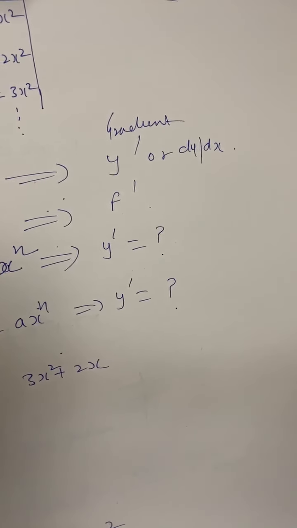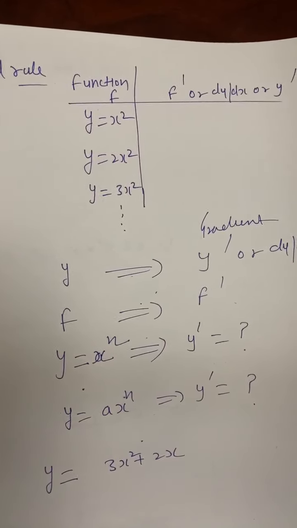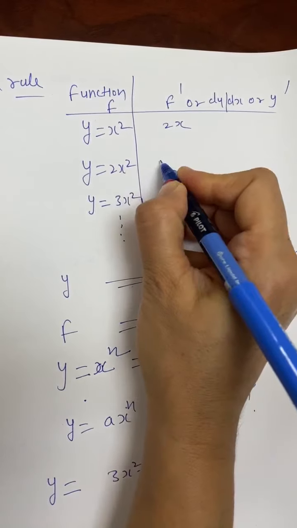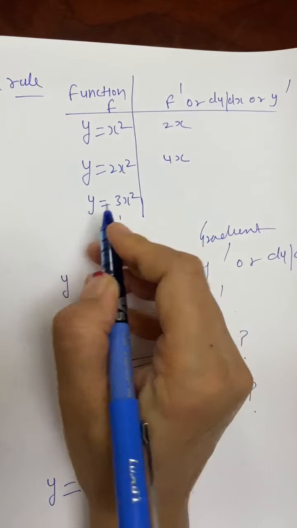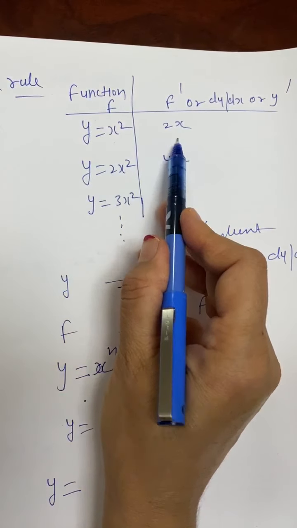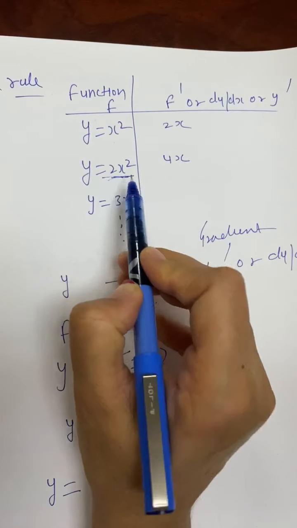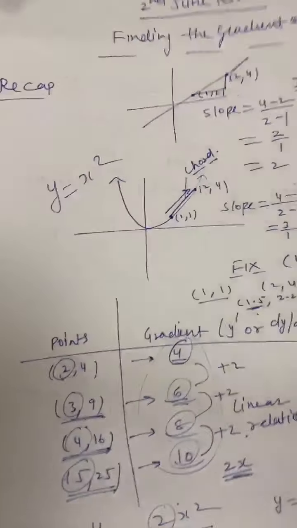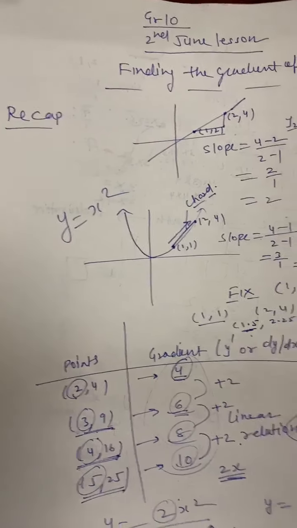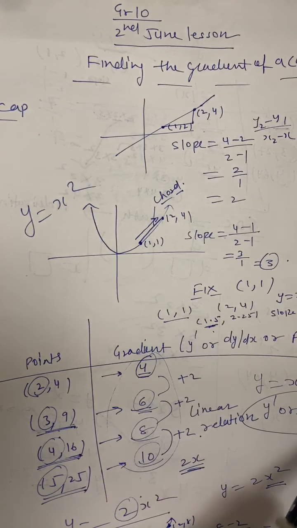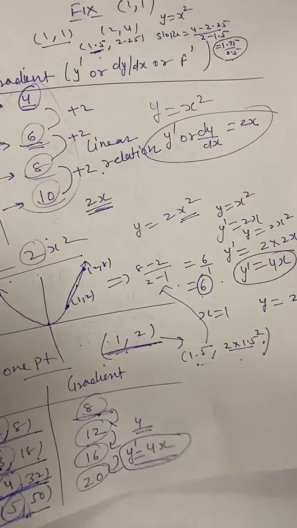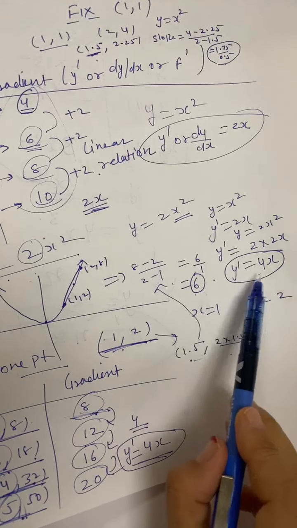And now we are going to move on. So we did y is equal to x square. I already explained this one. The derivative is 2x, we already know. Now when you have y is equal to 2x square, we also looked at that. So we looked at y prime is 4x, okay?